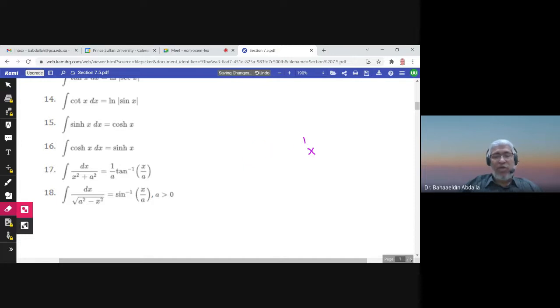Also, we can generalize the formula that we know about sine inverse. We know that the derivative of sine inverse x is 1 over square root of 1 minus x squared, and the integral of 1 over square root of 1 minus x squared is sine inverse x. What happens if we have a squared instead of 1? We will have sine inverse x over a, and notice that there is no 1 over a multiplied by sine inverse x like the one multiplied by the tan inverse.